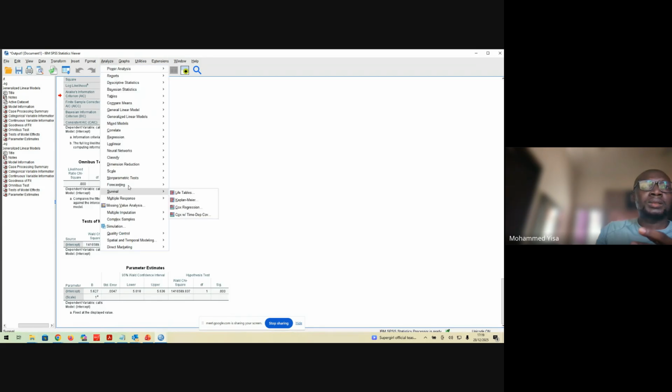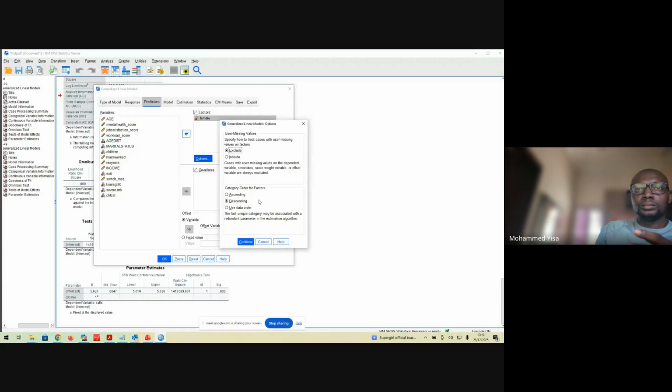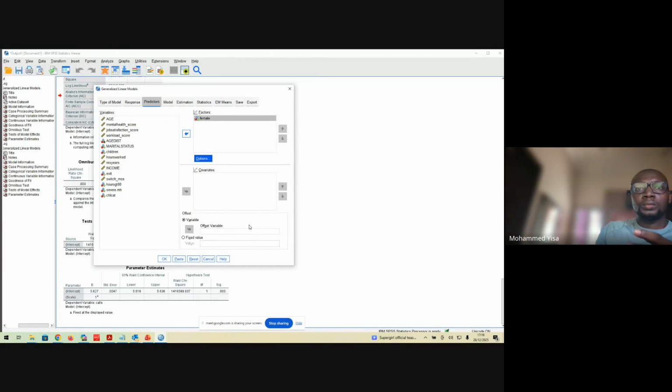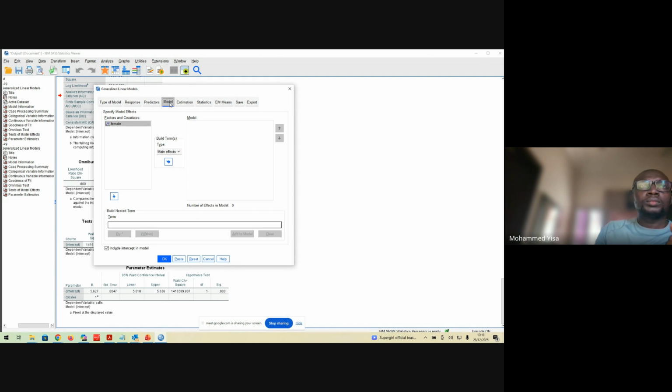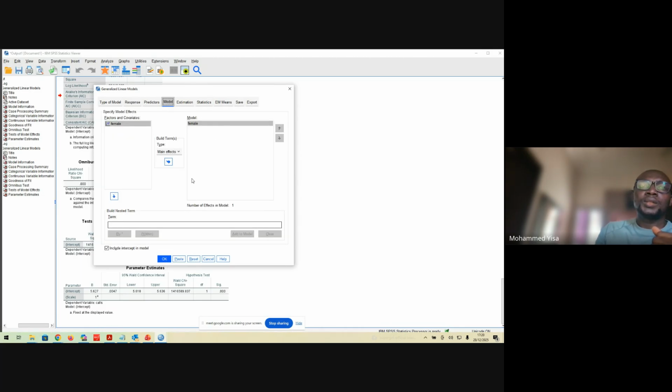Sorry, let me go back. So the female as a factor. Continue. So, okay, sorry, I did not go all the way to the end. When you come to the model, you would put the factor that you selected here, you'd input that into the model. So the reason why we don't have it coming here is because I forgot to send that into the model.